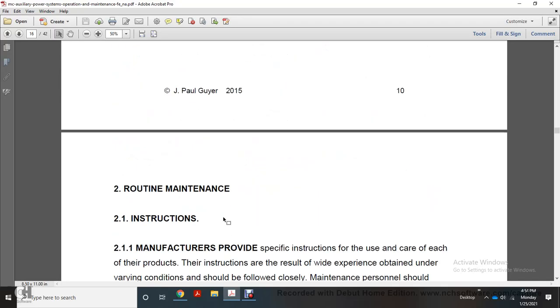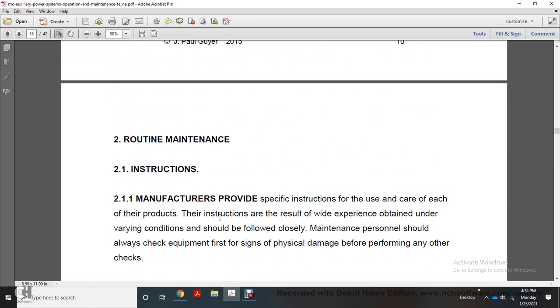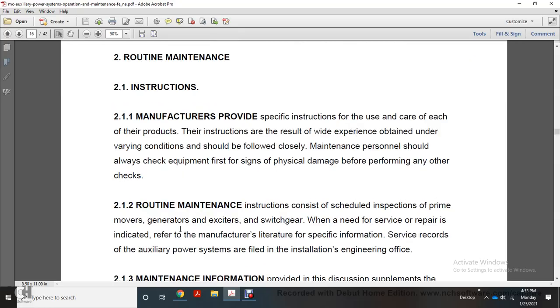Routine and maintenance instruction, manufacturer procedures. Specifically, instruction given for the care of each of these products. The instruction, the result of wide experience obtained under varied conditions, should be followed closely. Maintenance personnel should always check the equipment first for signs of physical damage before performing any other checks.